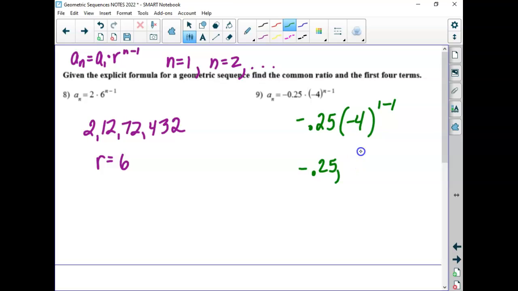Okay. If you put in a 2, you're supposed to multiply by negative 4 one time, which would become 1, wouldn't it? Did someone put it in? And then by negative 4 again, and then by negative 4 again. Did I get it right? Where r is what? What were we multiplying by? Negative 4.